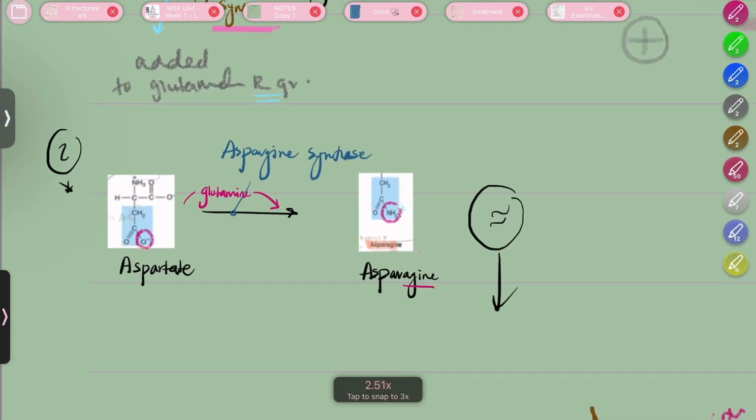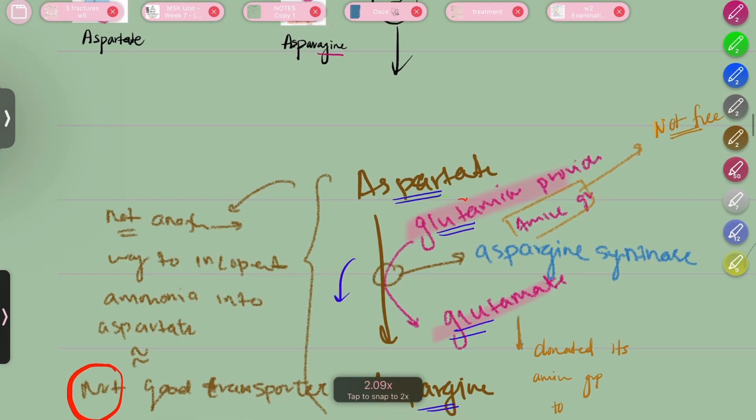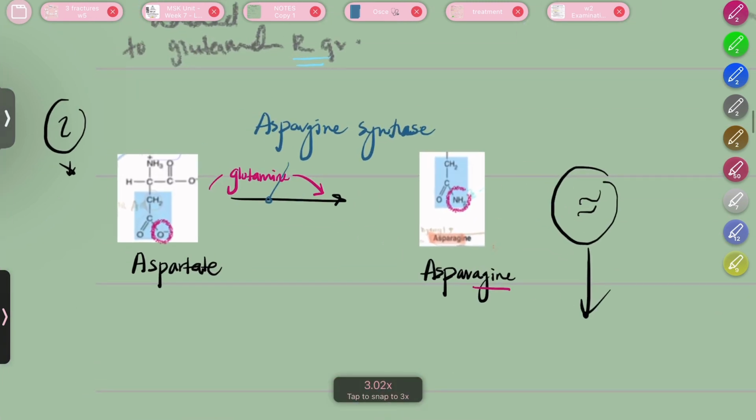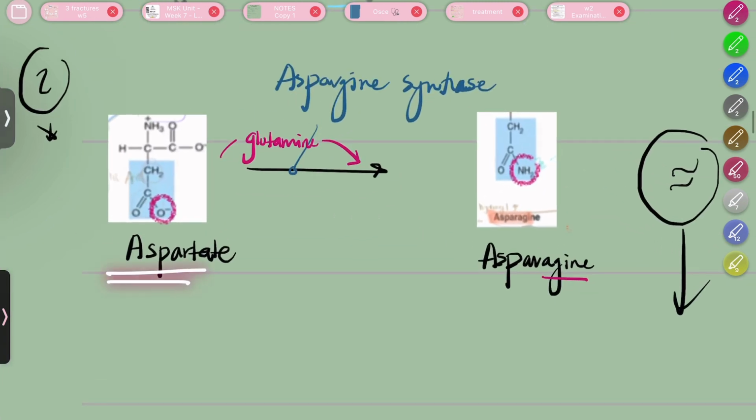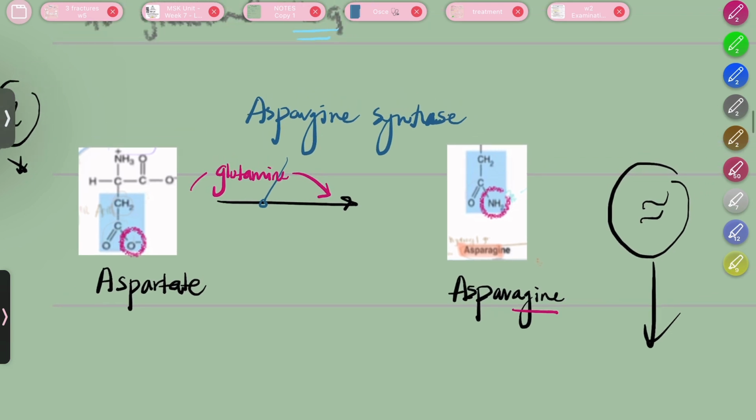Now, as I mentioned earlier, we also have another amino acid that acts as a transporter, but this amino acid is not very preferable and we don't usually use it. That's because it does its process with the help of glutamine, so it's not independent. So how is that? Basically, aspartate is free over here, so it can incorporate this free ammonia, and we do this with the help of another enzyme, which is the asparagine synthase.